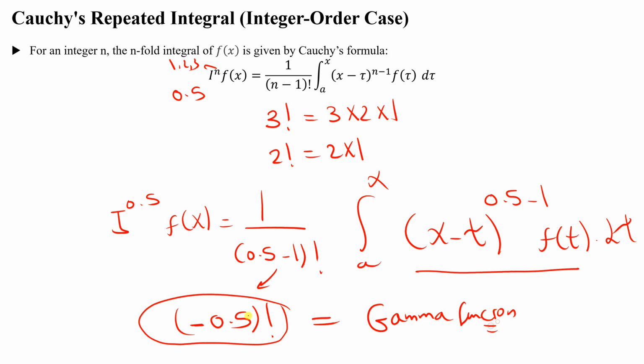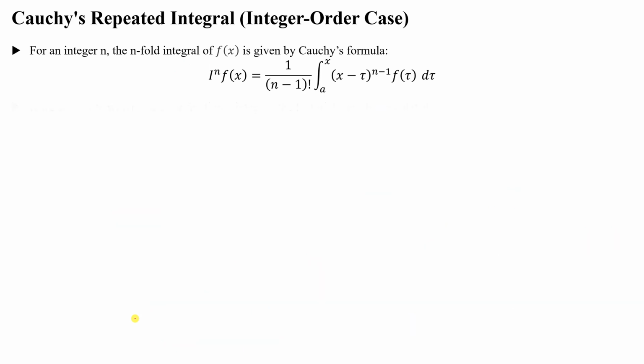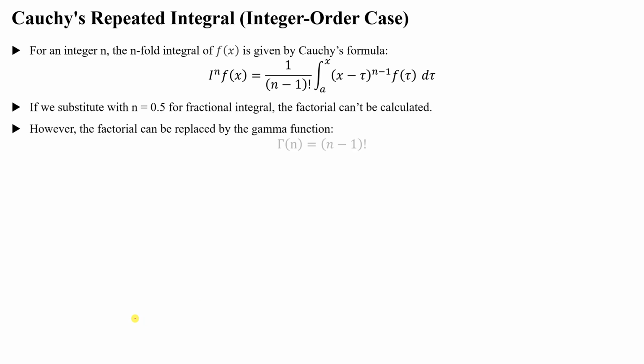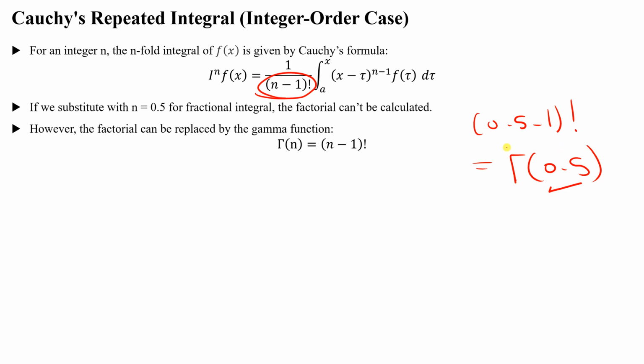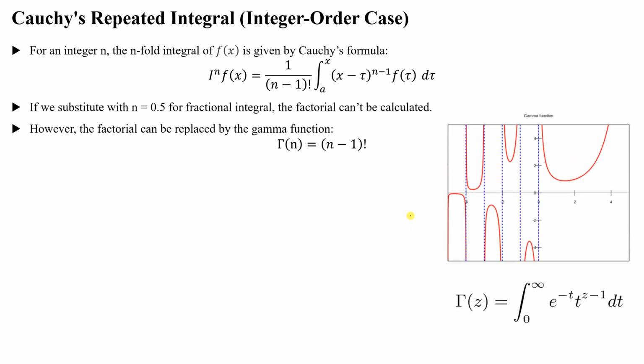The gamma function can take factorial, negative factorial, into another form that can be computed. So let's see this. The factorial is replaced by the gamma function: gamma of n is simply n minus 1 factorial. So if we would like 0.5 minus 1 factorial, this will be equal to gamma of 0.5, which can be computed. So we replace this by our gamma function. This is our gamma function if you don't know about it, and this is the mathematical equation, or integration, by which we obtain the gamma function. Okay, so here we replaced it with 1 over gamma of n, integration from a to x, and so on.